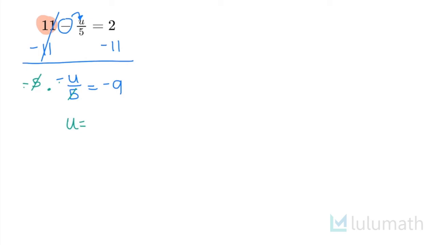Whatever I do to one side, I have to do to the other side, so I'm going to multiply by negative 5 on the right side. And negative 9 times negative 5 is positive 45, so 45 is my answer to this question right here.